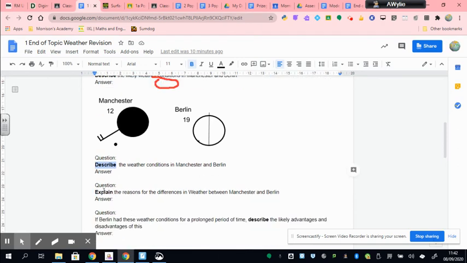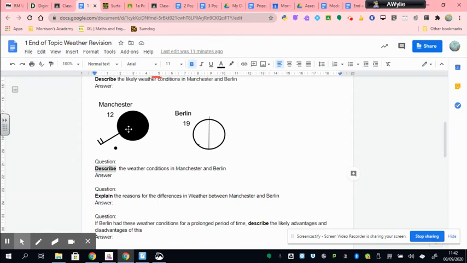The next question asks us to combine our answer for the first question and the second question. So we are being asked to think about why there is a difference between Manchester and Berlin. We've described the difference. We know what the difference is. Berlin is 7 degrees warmer. Berlin is dry. Berlin has no wind, whereas Manchester has rain. It's got 20 mile an hour winds coming from the southwest. It's colder. It's got 8 oktas.